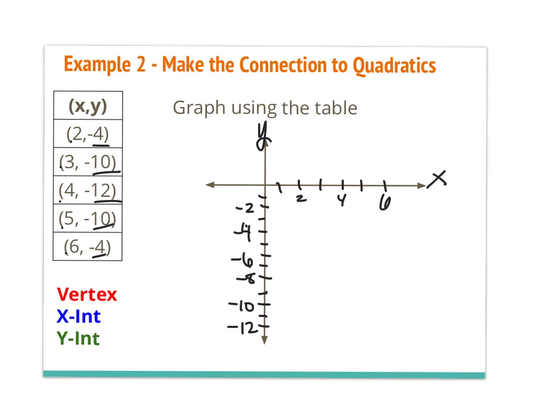So now is where you plot the points. So negative 2, negative 4, you go over 2, down 4, right there. You get a bigger one. 3, negative 10, you go over to 3, and then you go down to negative 10. 4, negative 12, same idea. 5, negative 10, you go over to 5, you go down 10. And then 6, negative 4. So now to draw the actual line, all you have to do is connect the dots.